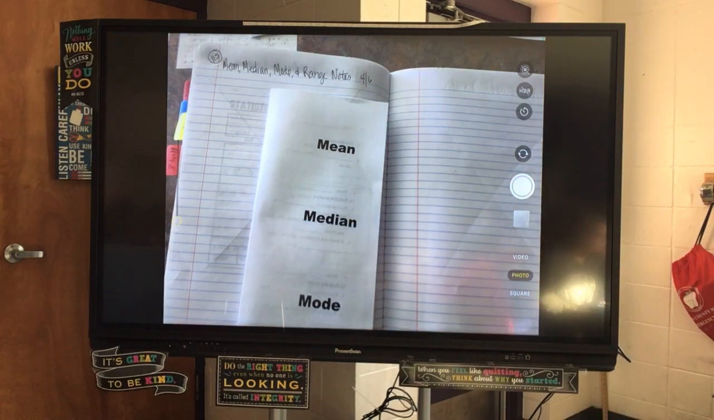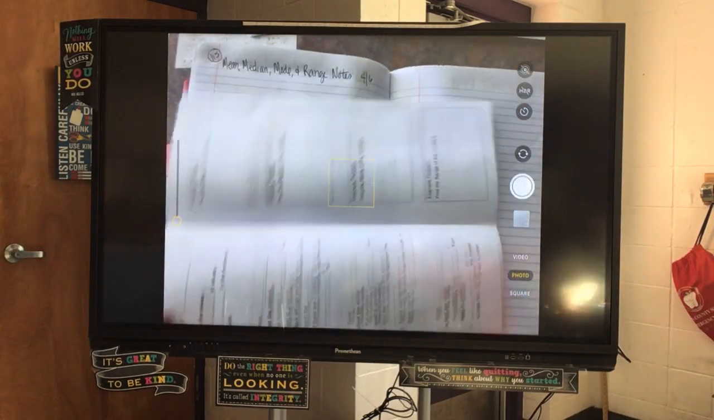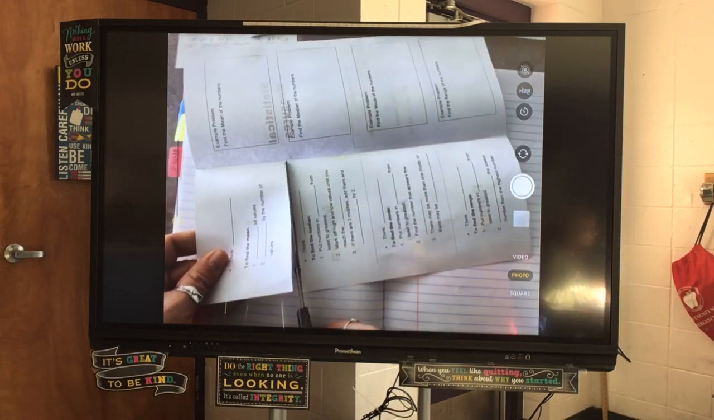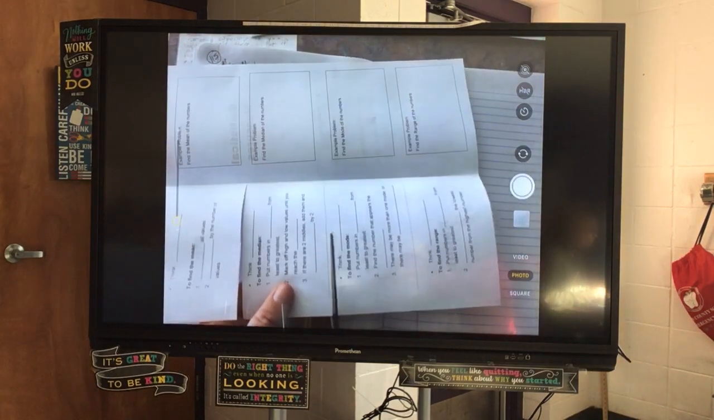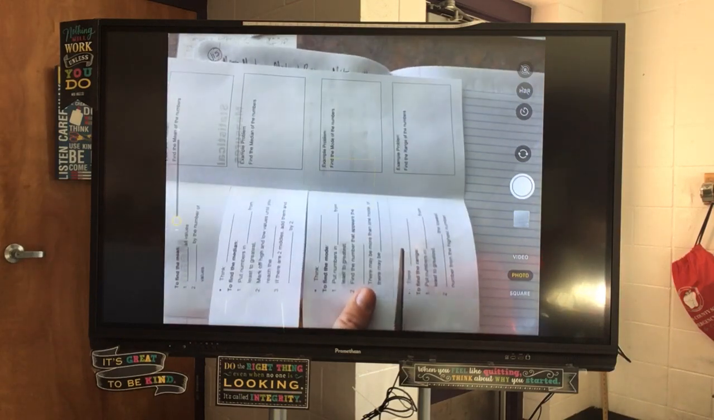Listen. Alright, so open up your flap. And you're essentially going to be cutting on these little dotted lines. Please do not cut all the way through. If you have not folded it in half, like I have, please do that before you cut.